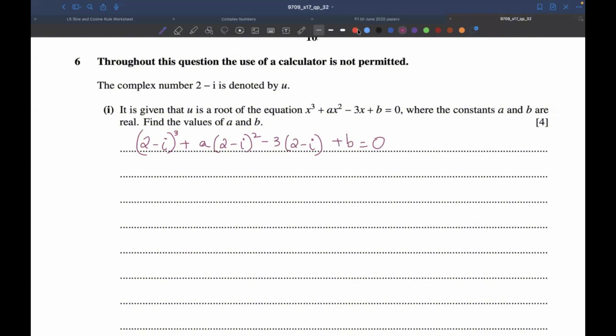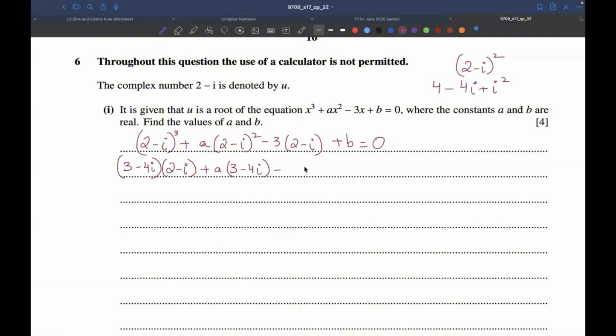So first, expanding this (2 minus i) whole cube, we can first do (2 minus i) whole square on the side. So (2 minus i) whole square will become 4 plus i square minus 4i. Now we know that i square is -1. So 4 minus 1 will become 3 minus 4i. So to find (2 minus i) whole cube, we can write it as (3 minus 4i) multiplied again by (2 minus i), plus a into, we know the expansion of (2 minus i) whole square is 3 minus 4i.